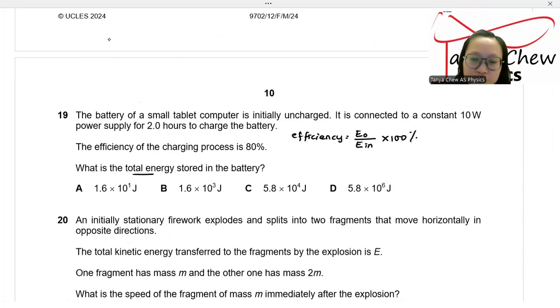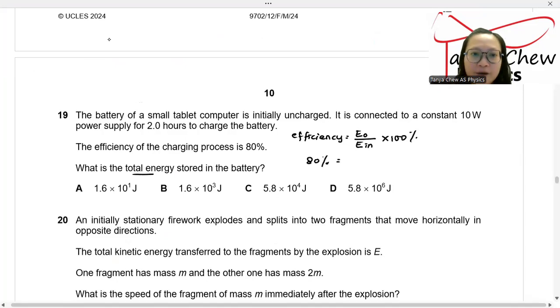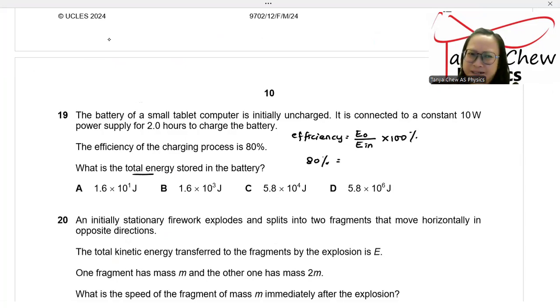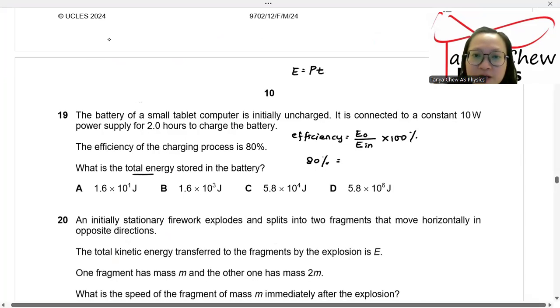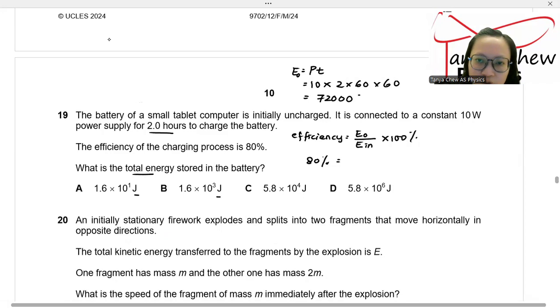So whatever I have, I'm going to sub it in first, 80%. Energy output, they give me power, they give me the time. So energy, do you remember? Energy is equal to power times time. So energy output is equal to output power, 10, times time. Time must be in seconds because the energy must be measured in joules. So you have to change your 2 hours to seconds, times 60 times 60. So here you will get 72,000 joules. So sub in 72,000 joules divided by input energy, which I'm supposed to find, times 100%.